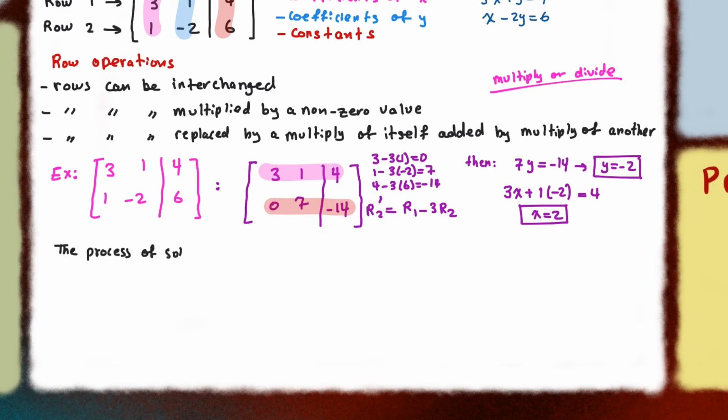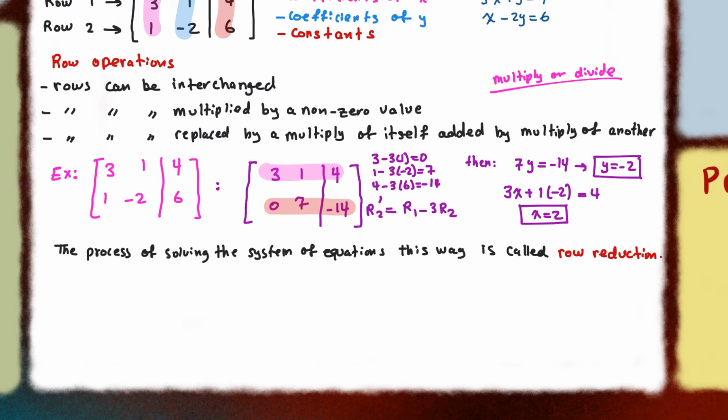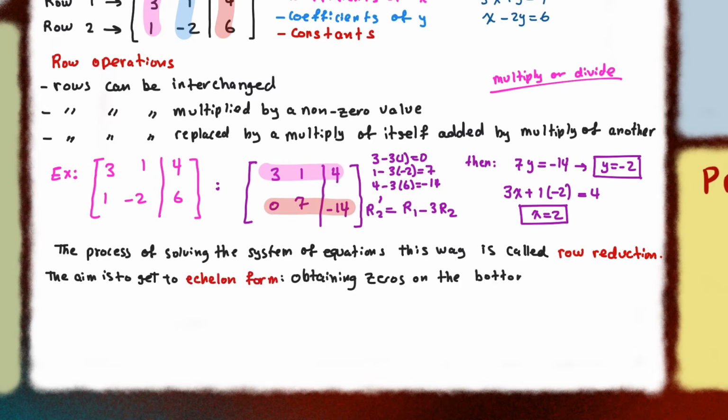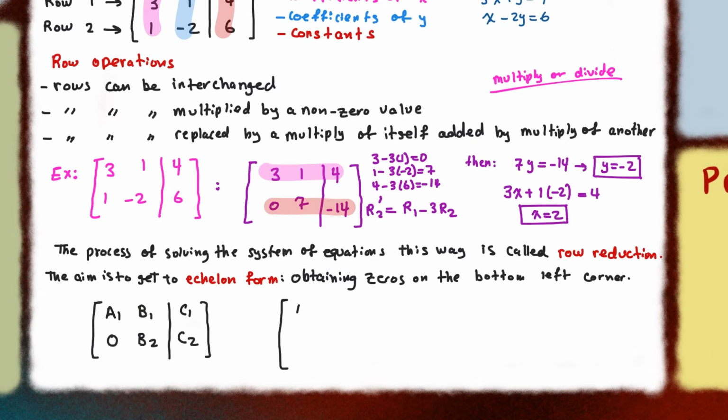The process of reducing the values to 0 in our matrix is called row reduction. And our aim is to have enough 0 values in order to solve for the other variables. One way of doing this is to reduce it into what's called the echelon form. This means that we want to obtain zeros on the bottom left-hand side of the matrix. So in 2 dimensions, we'll have the 0 in the left-hand corner, and in the 3 by 3, we will have 3 zeros in that bottom left corner.